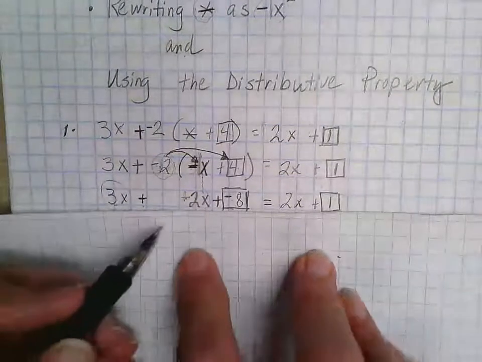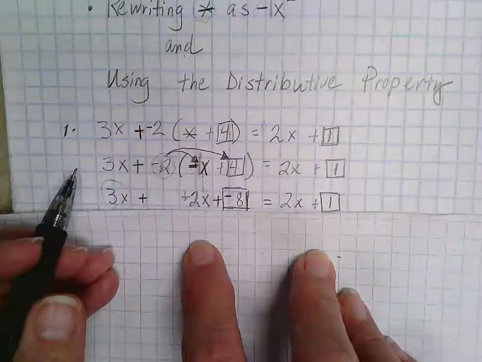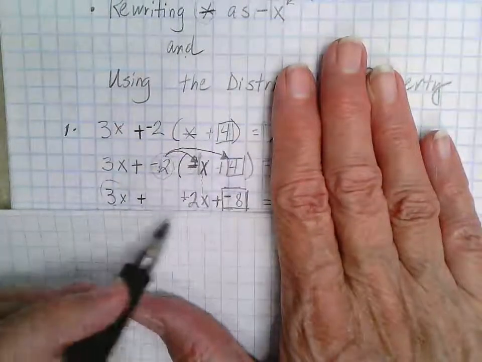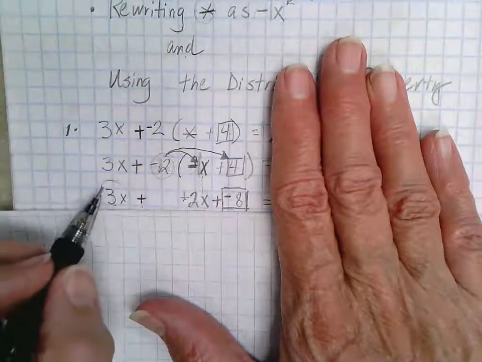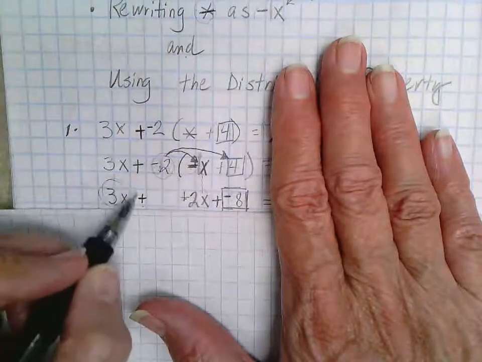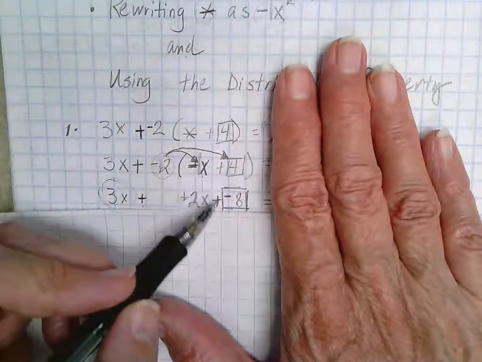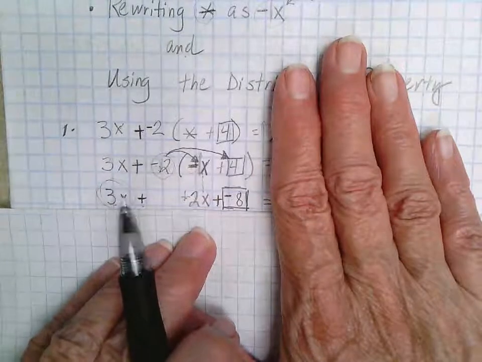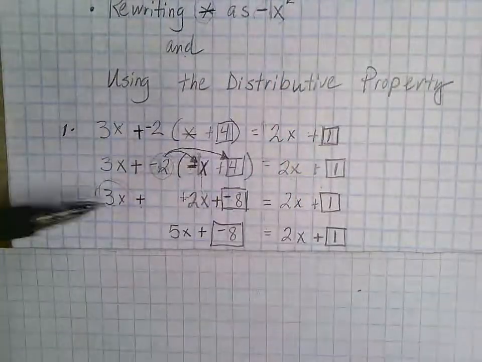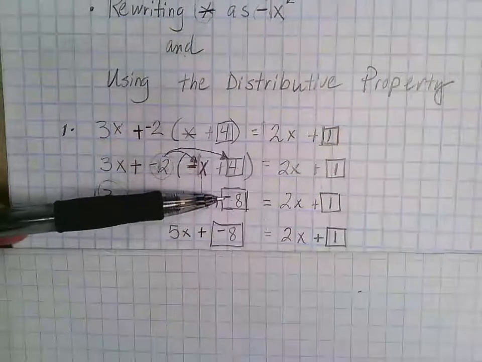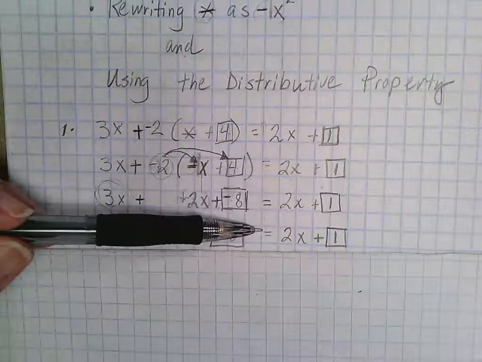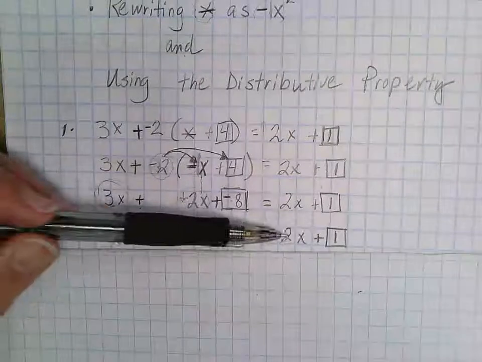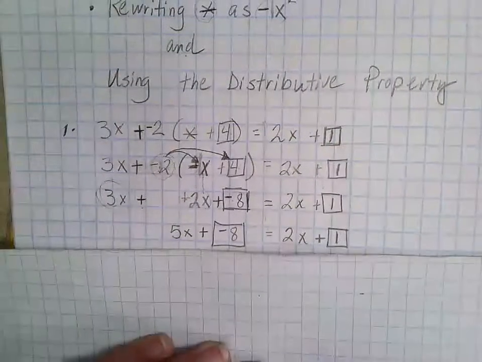My next step is going to be to combine like terms. In other words, on each side of the equal sign, I'm going to look and see if I have things that are the same. And here I can see I have 3 x's, which would be 3 blue pawns, and I have 2 x's, which would be 2 blue pawns. So I can combine those two together and make 5 blue pawns. So I have 5 x's plus a -8 block is equal to 2 x's plus a 1 block. I can't combine anything on the right hand side. It's as simple as it can be.